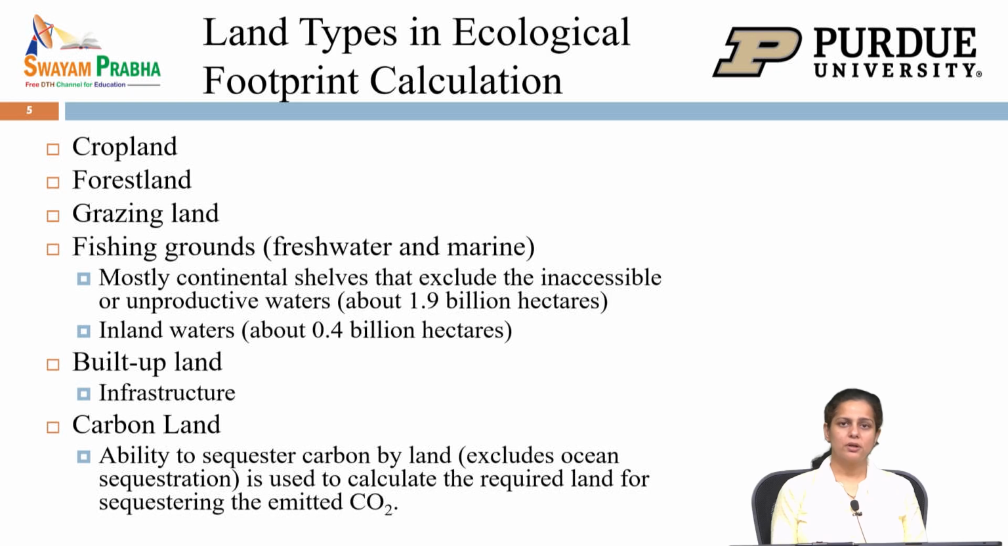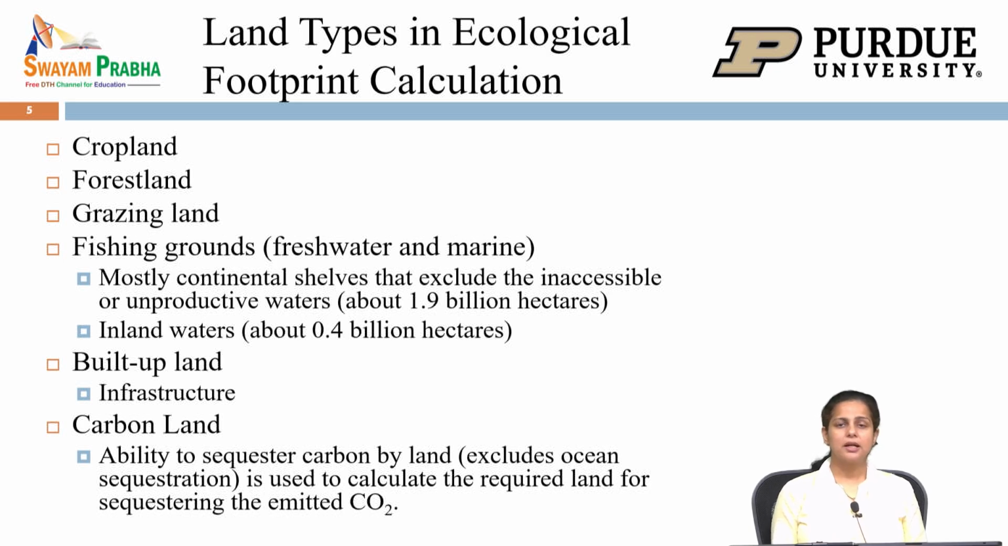There is also something defined to assimilate the waste, where we have defined an imaginary land which is called carbon land. And we call it carbon land because each of the land areas that is available, excluding the ocean sequestration, absorbs a lot of CO2, which is a service provided by the ecosystems. So, that land is also included, and that is termed the carbon land. It is used to calculate the required land for sequestering the emitted CO2.